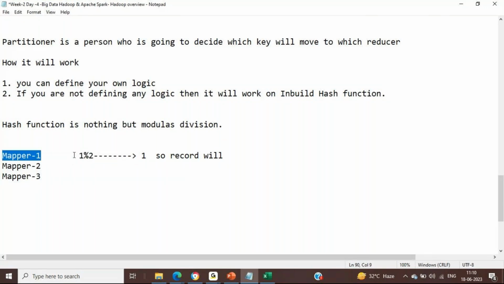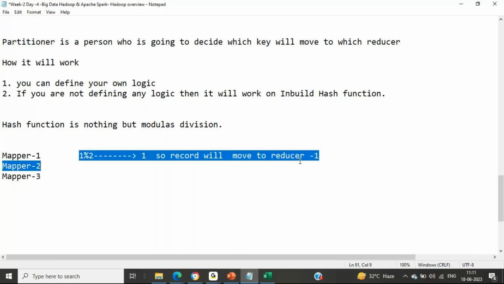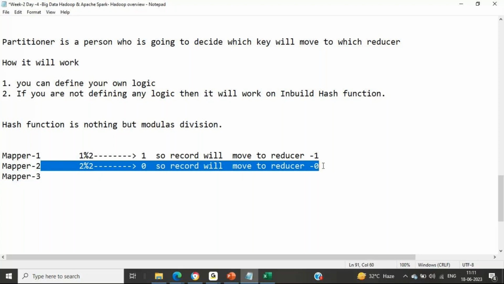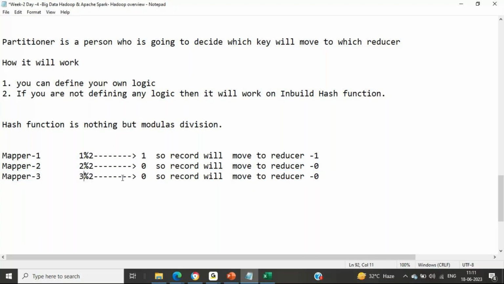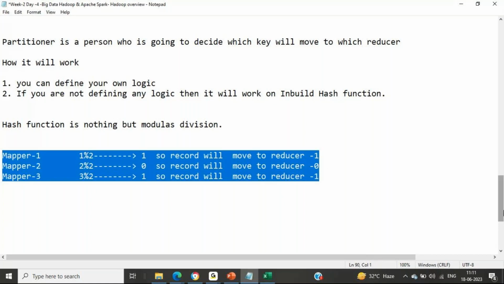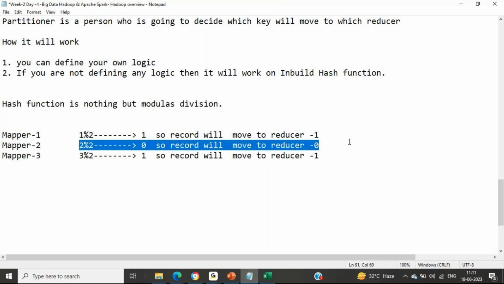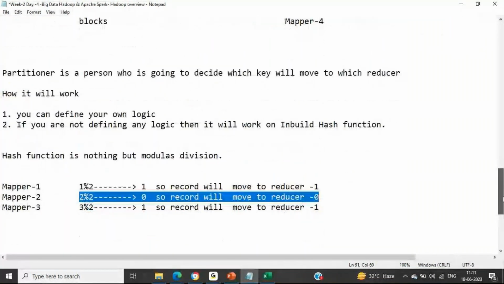If you are having three mappers: 1 modulus division 2, the remainder will be 1, so records will move to reducer 1. 2 modulus division 2, the remainder will be 0, so records will move to reducer 0. 3 modulus division 2, the remainder will be 1, and the records will move to reducer 1. So this is the hash function.